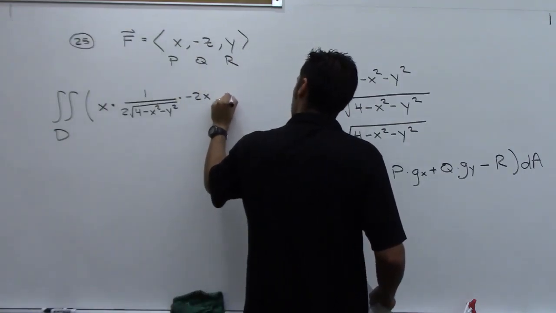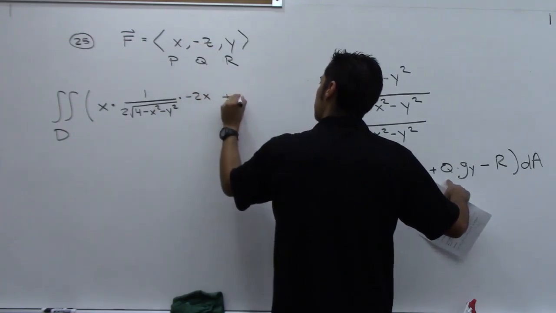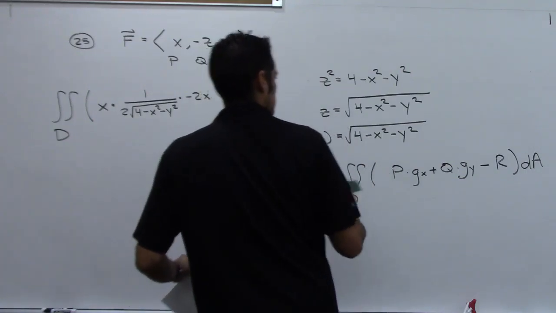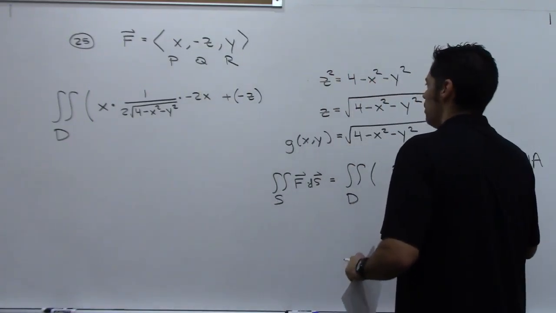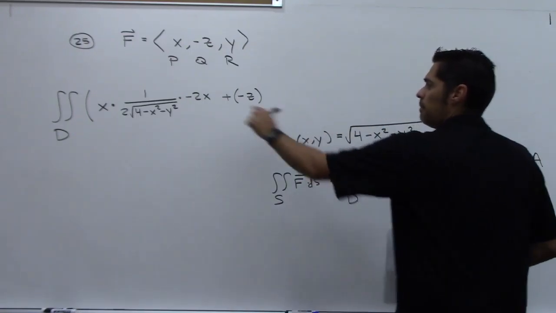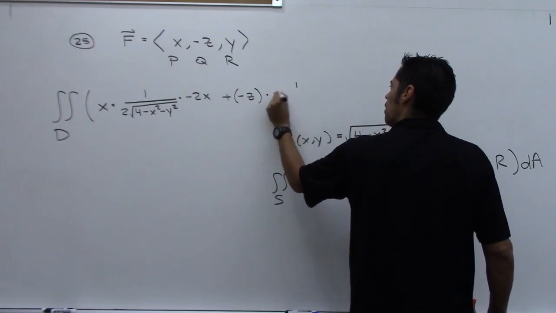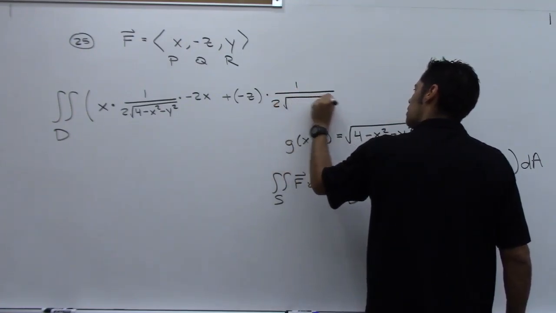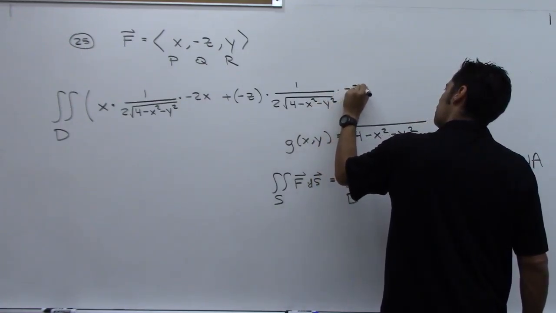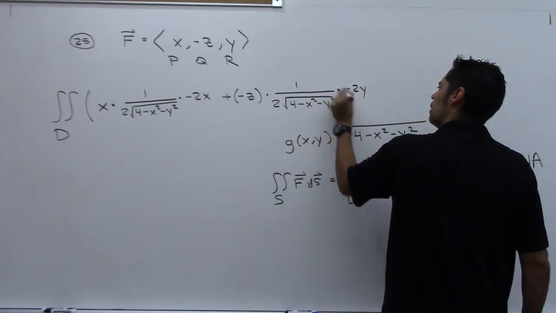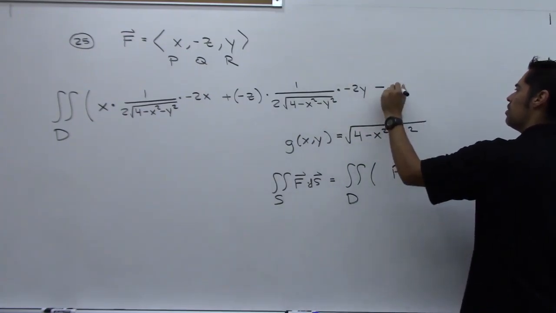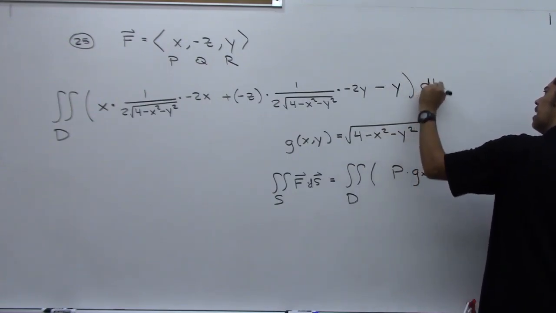Plus Q is negative Z, times the partial of G with respect to Y, which would be very similar to what we just got over here. It'll be times 1 over 2 square root of 4 minus X squared minus Y squared, but this time times negative 2Y. Okay, and then we have minus R, which is Y, dA.